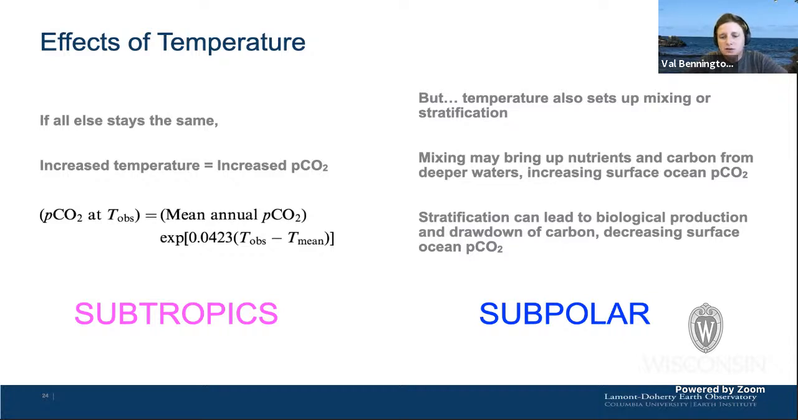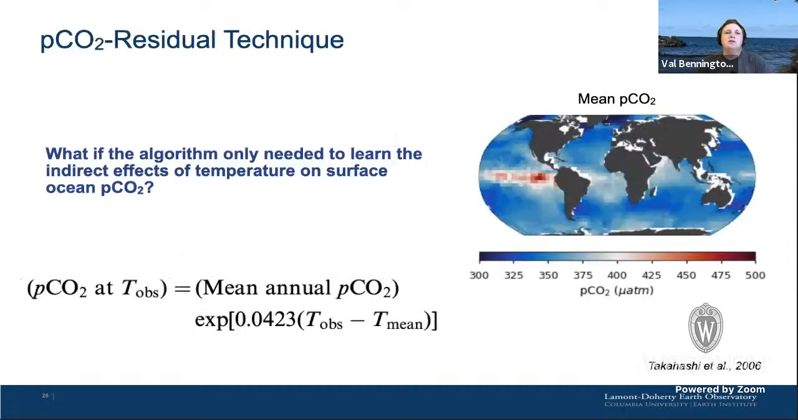So what we thought we could do is try to make it so our machine learning algorithm doesn't have to learn both of these effects. So right now, if you reconstruct PCO2, say in that neural network-based approach, your neural network has to understand that temperature has both of these effects. Somehow that's got to be in the function, right? So in the PCO2 residual technique we developed, we thought, what if the algorithm only needs to learn the indirect effects of temperature on surface ocean PCO2?